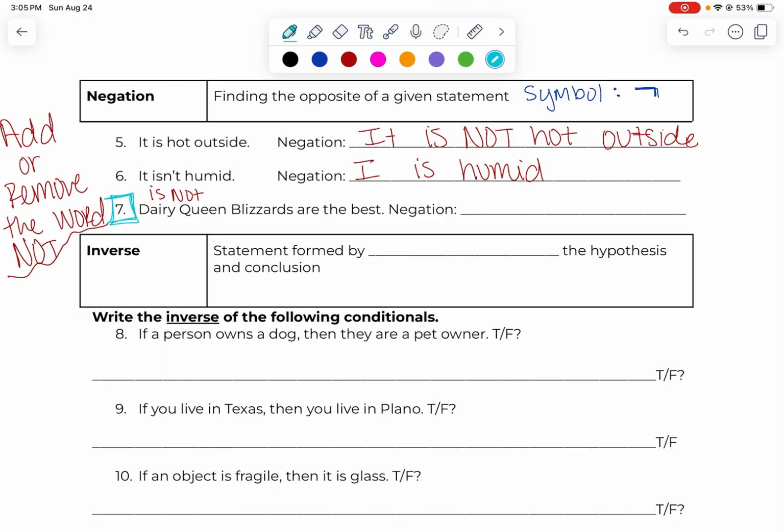All right, Dairy Queen Blizzards are the best. So we're going to say Dairy Queen Blizzards are not the best. Okay, we can't change the meaning, so we cannot say they are the worst. We can only add or remove the word not. If there are any questions about negation, please go ahead and write them down.